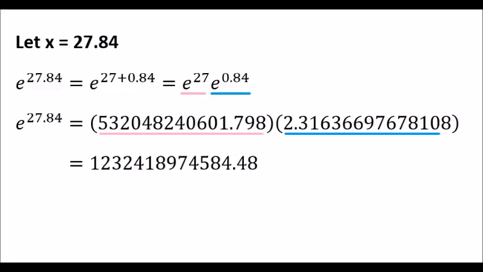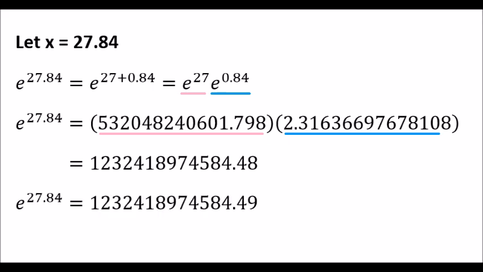Now to get e to the 27.84, we must multiply our two previous answers together. That final value is shown on the last line of this slide. Compare that to the true value, which once again can be obtained more directly by punching the numbers into a scientific calculator. We were very close. Had we run the Taylor series another 1 or 2 terms, we might have avoided round-off error in the last digit.